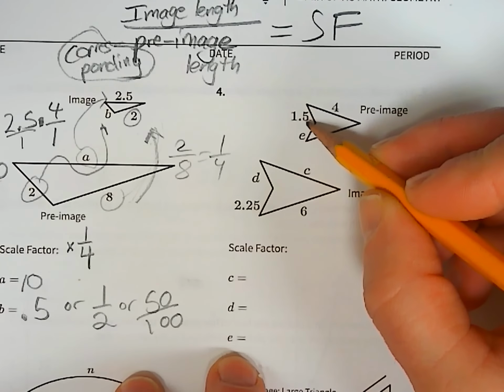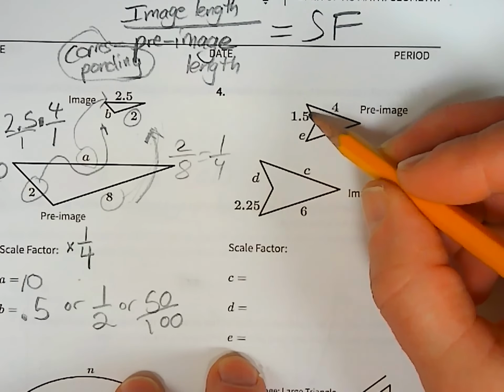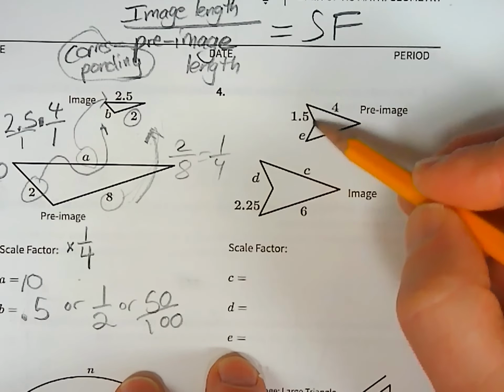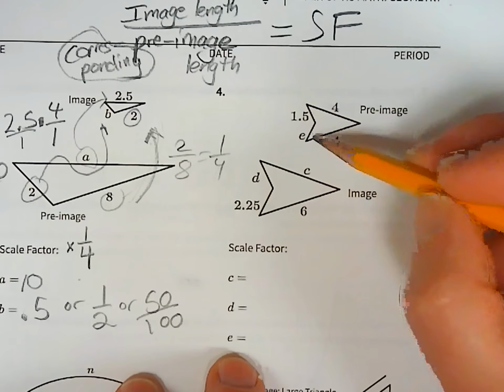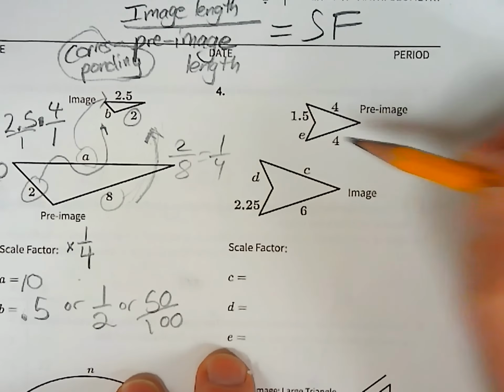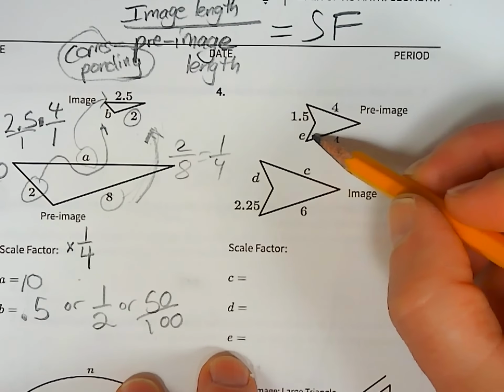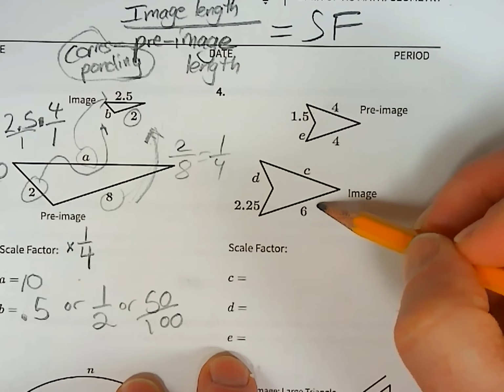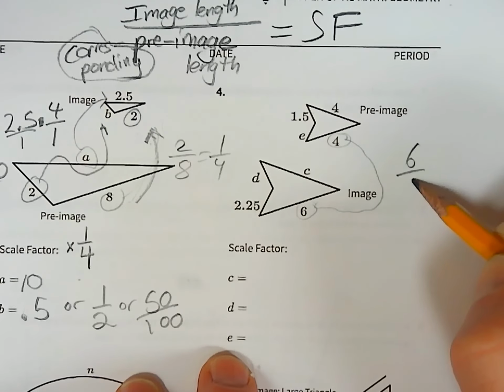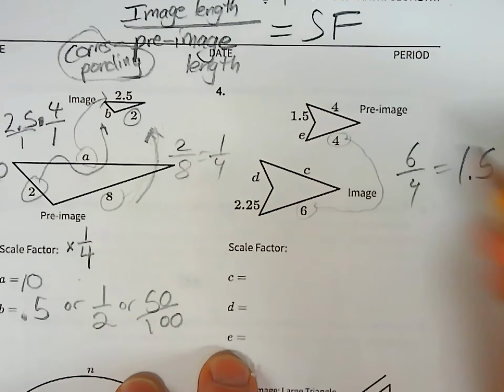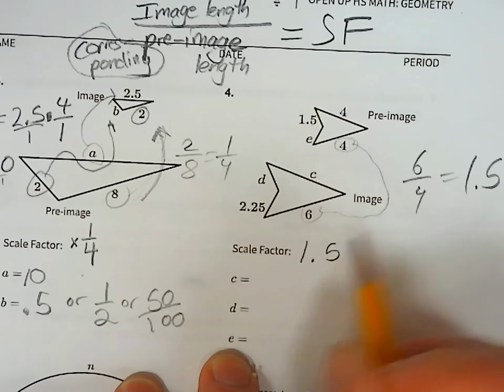See what happens here. Now we don't know for sure. 1.5 and E look like they're the same. I bet they probably are, but we don't know for sure. This could be 1.6. This could be 1.55. Who knows what E is? So let's figure out if we can get a scale factor. Here we go. Take the image and divide by where we came from. 6 divided by 4 equals 1.5. Scale factor is 1.5.